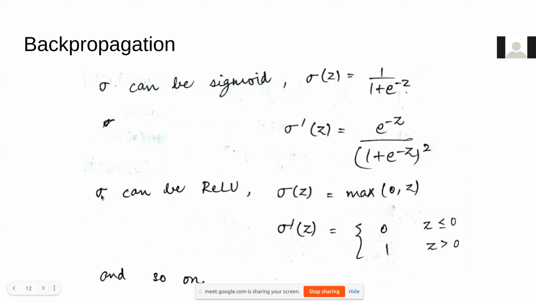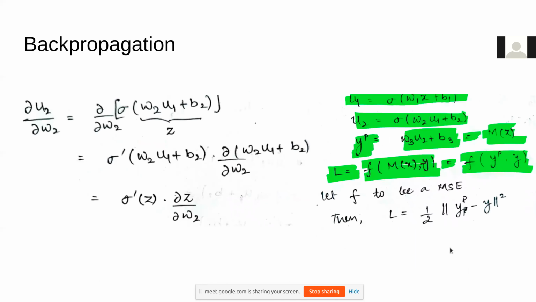Now, in case sigma represents the ReLU function, which means sigma of z is nothing but max of 0, z. In that case, the derivative will be 0 if z is less than or equal to 0, and the derivative will have a value of 1 if z is greater than 0. So here, just plug in that value of the derivative of the activation function, followed by the derivative of z with respect to W2. And what will be the derivative of z with respect to W2? It is nothing but U1. So it will be sigma prime Z into U1.